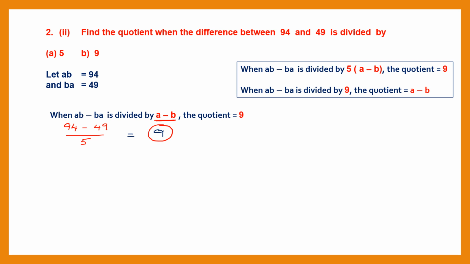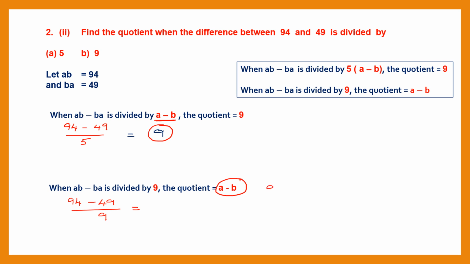Then the next part, when it's divided by 9, so let's take AB minus BA. So AB is 94 minus BA is 49. Whenever it is divided by 9, the quotient is always A minus B. And how much is A? A is 9, B is 4, A minus B is 5. So the answer here is 5. Did you see that? So whenever a number and its inverse is divided by 9, the quotient will always be A minus B. So in this case, A minus B is 5.